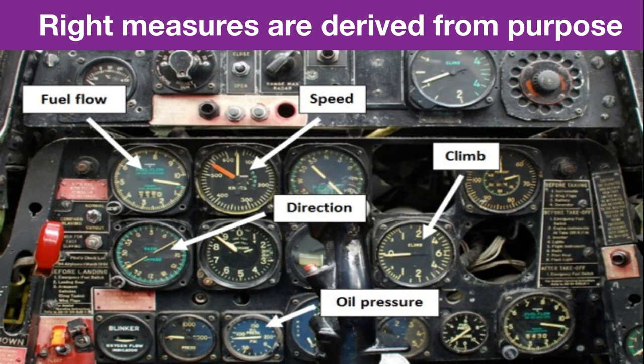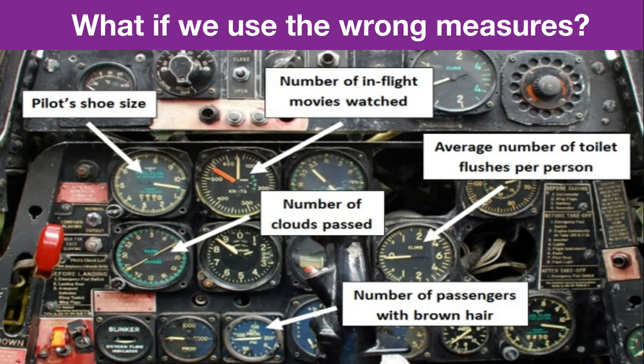The method by which the information is relayed to the pilot is useful as well. The dials are capable of indicating change in real time, enabling our pilot to respond accordingly and make adjustments if necessary. But what if we use the wrong measures? Here are the same set of dials, this time configured to measure the wrong things. Using the wrong measures means it's impossible to establish if you're achieving your purpose. There's no point counting the wrong things just because they are easy to count.